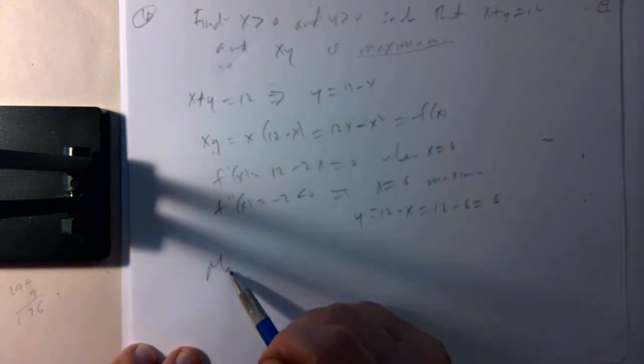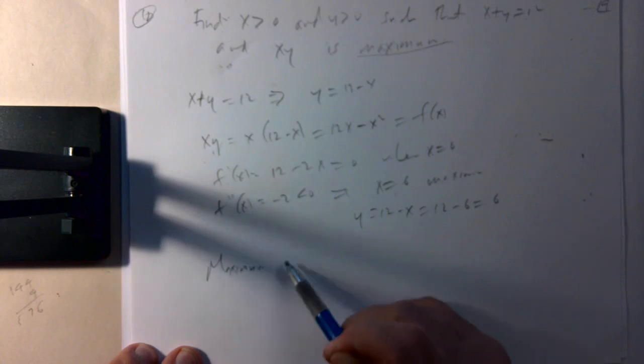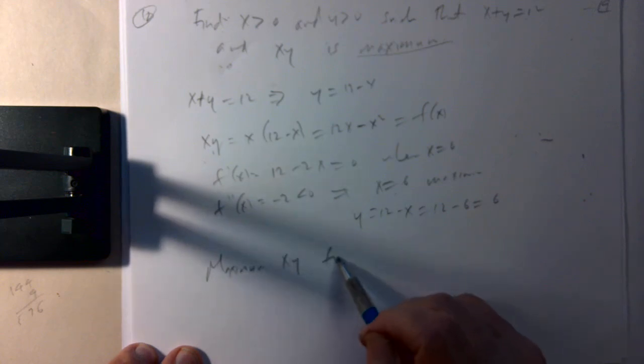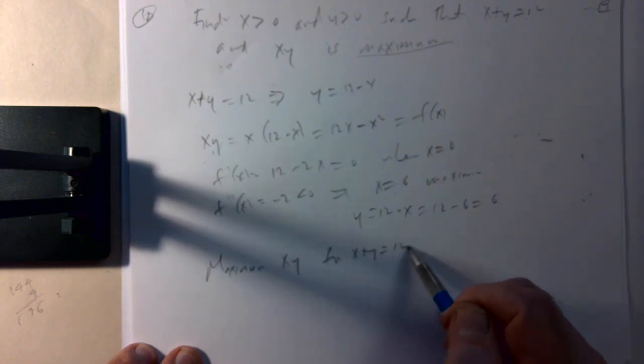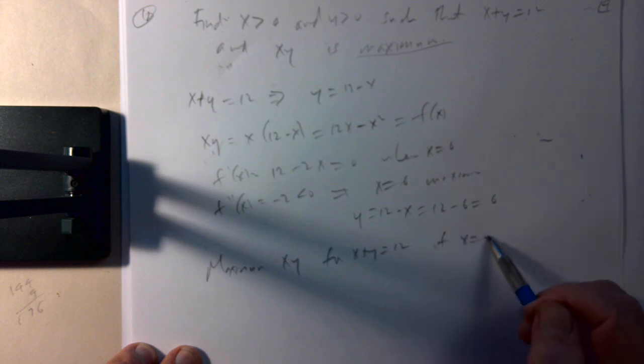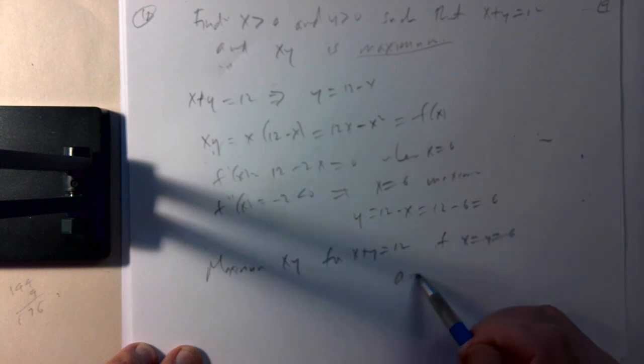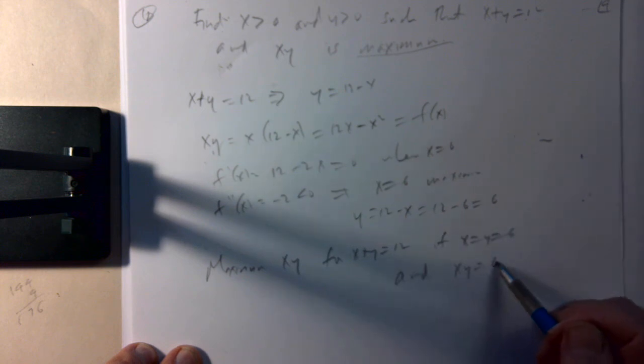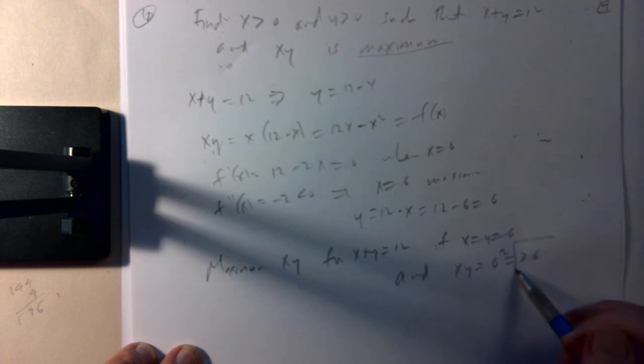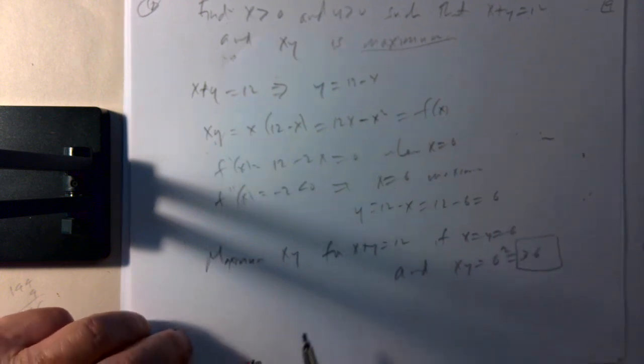So the maximum product for x plus y equal 12 is x equal y equals 6, and the product xy is 6 squared, or 36. That's the best you can do. And that completes the review sheet.